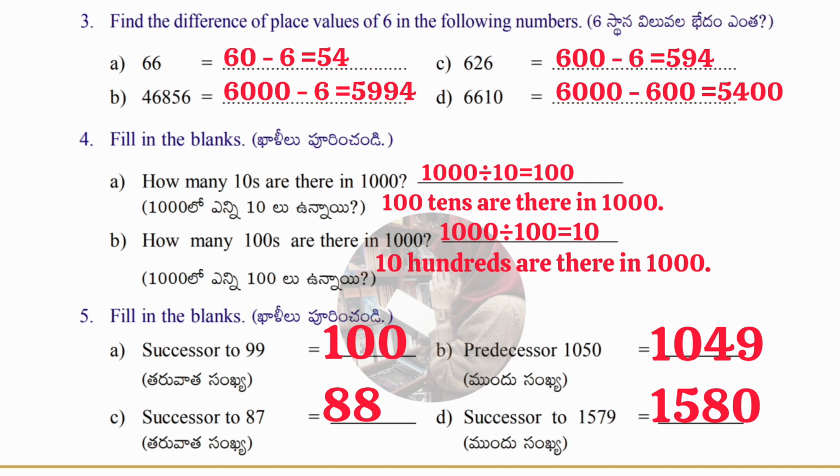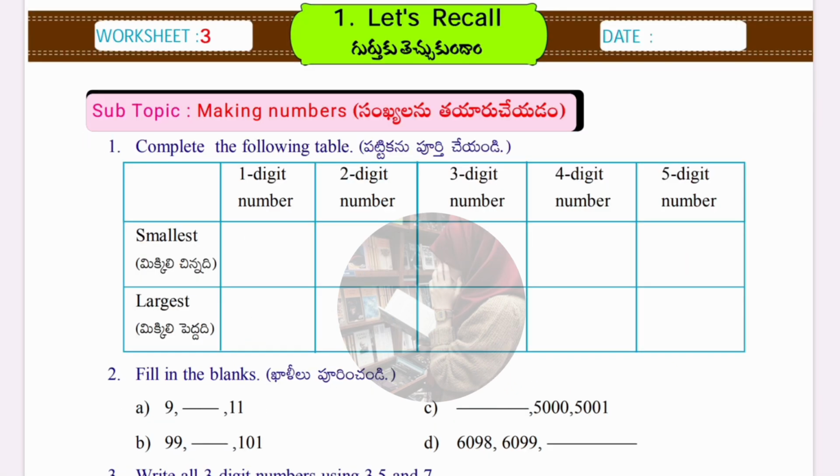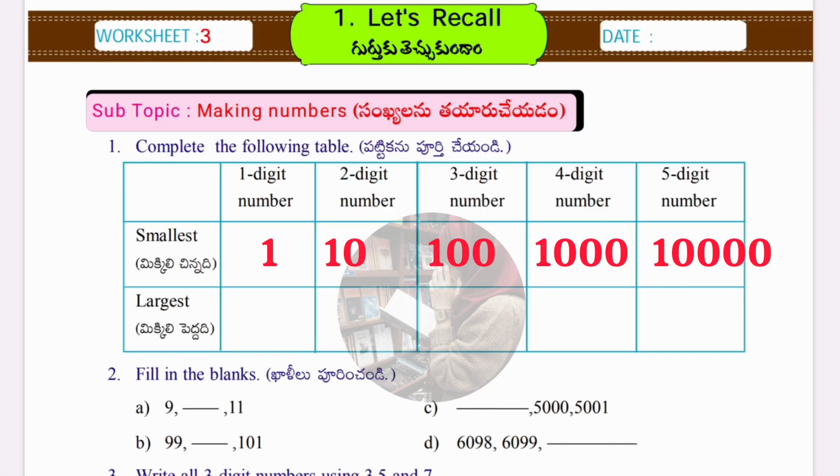Okay, third one, successor to 87 is 88, and fourth one, successor to 1579 is 1580. Okay, have you understood, guys? Now we'll move to the next worksheet, that is worksheet number 3. Okay, here the topic is making numbers.